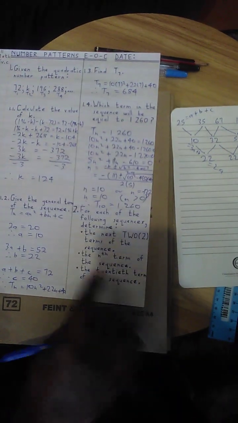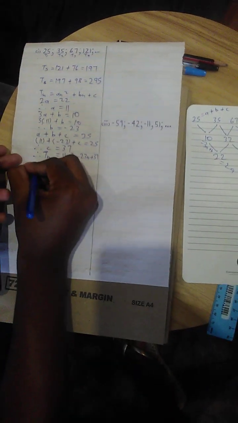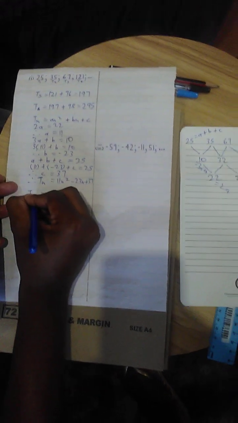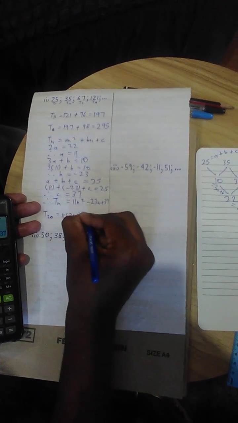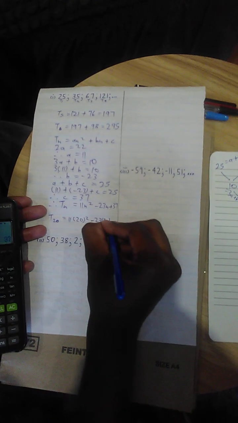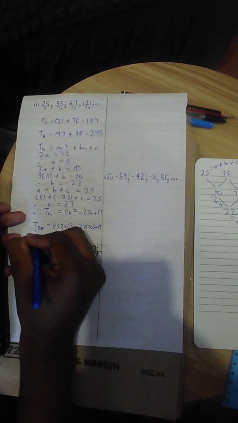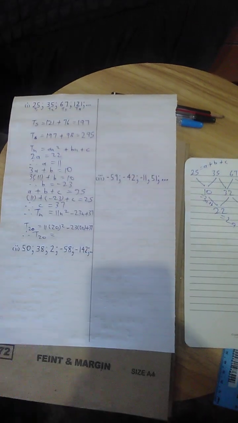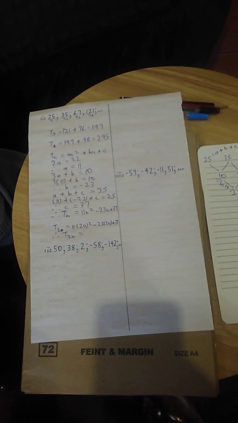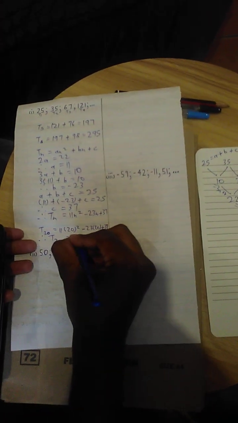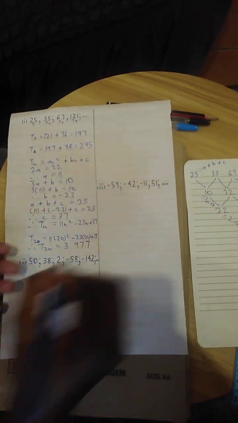And then we need to calculate the 20th term of the sequence. So T20. This is 20, not 26, sorry. So we get T20 is 3,977. I hope that's what you got too.